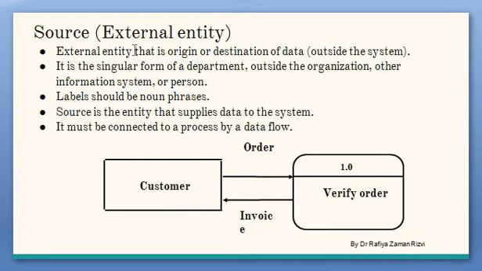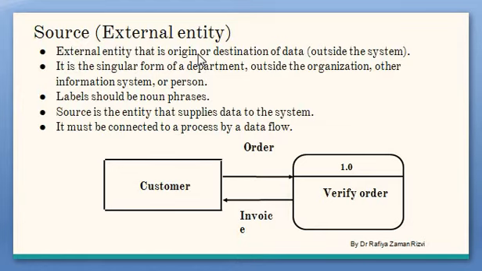And last we come to the source or the external entity. So here you can see the rectangle or a square represents the external entity. Here we have taken the example of a customer trying to order something.